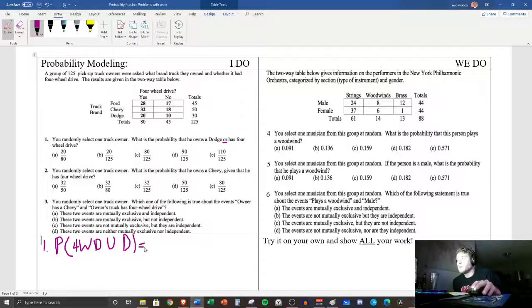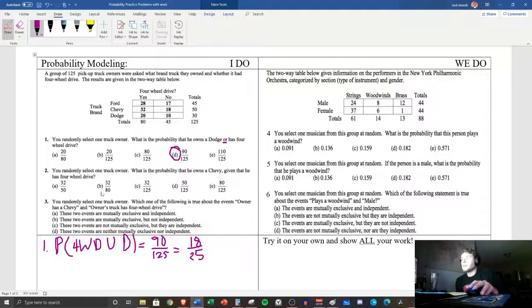So using the addition rule, we can add these two and subtract the center. So it's 80 plus 30, subtract 20. Or we can just add up these 4 spaces here. What we're going to end up with, though, is 90 out of 125. Now this answer would actually simplify to 18 out of 25, but we don't see that on here. So we're really just going to go with D for this one.